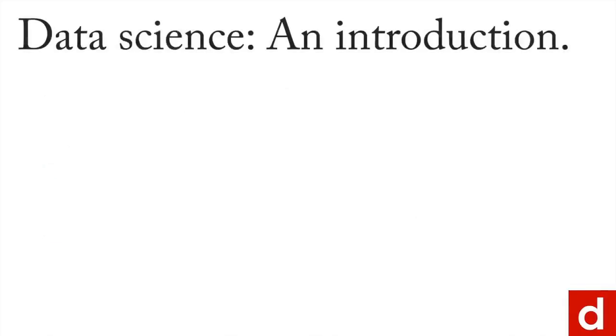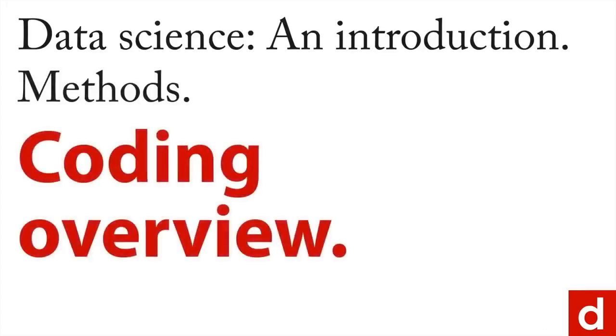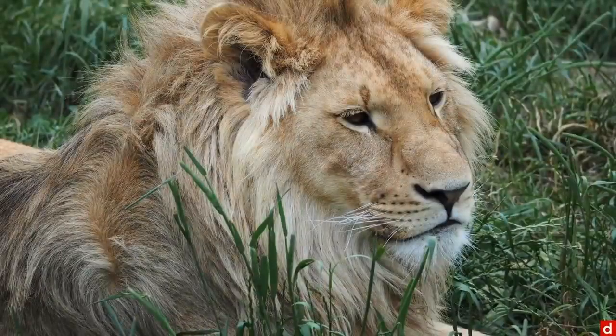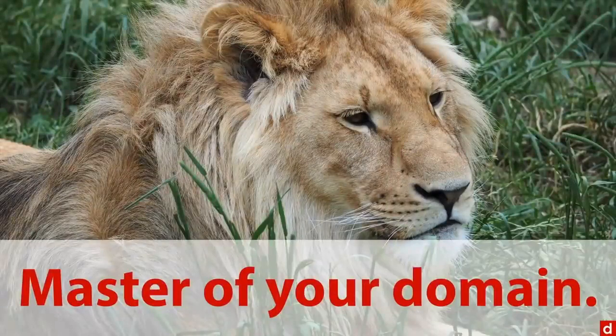The next step we need to talk about in data science methods is coding, and I'm going to give you a very brief non-technical overview of coding in data science. The idea here is that you're going to get in there and you are going to be king of the jungle, master of your domain, and make the data jump when you need it to jump.